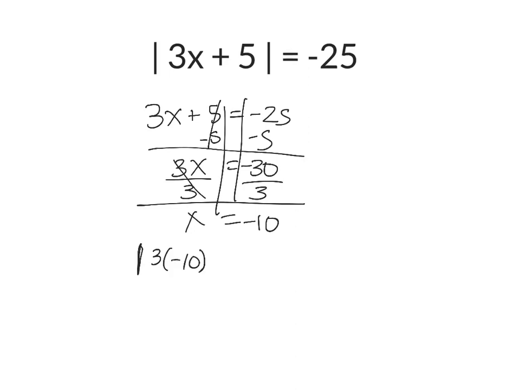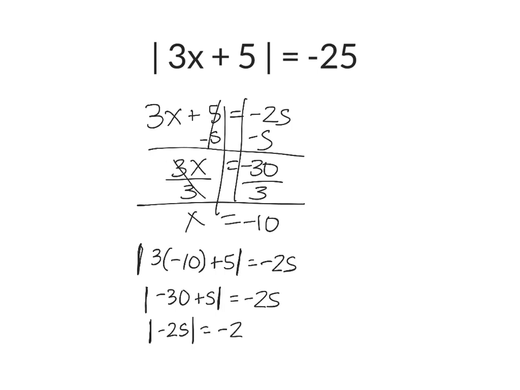3 times negative 10 plus 5, absolute value, equals negative 25. Negative 30 plus 5, absolute value, negative 25. Absolute value of negative 25 equals negative 25. So if I take the absolute value of negative 25, that would get me positive 25. And positive 25 does not equal negative 25. So this is actually not a correct answer right here.